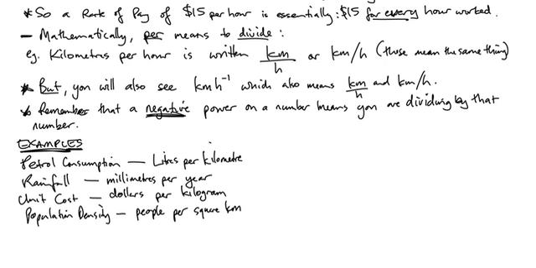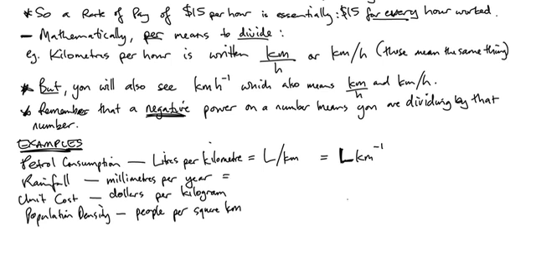So petrol consumption, for example, is liters per kilometer. So from what I've shown you, that's the same as liters divided by kilometer. So it's being divided by kilometers, so that would be the same as liters and kilometers to the power of -1. That means exactly the same thing. The power of -1 is telling you that this number L is divided by km.